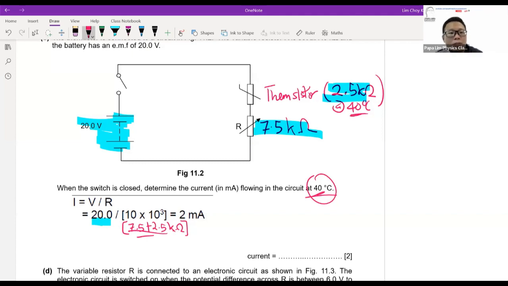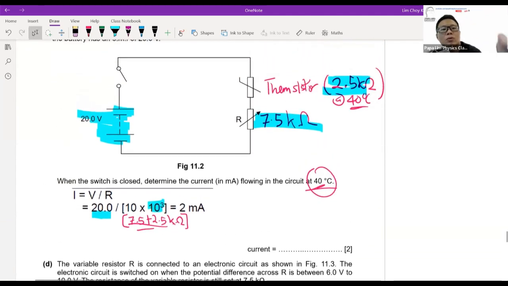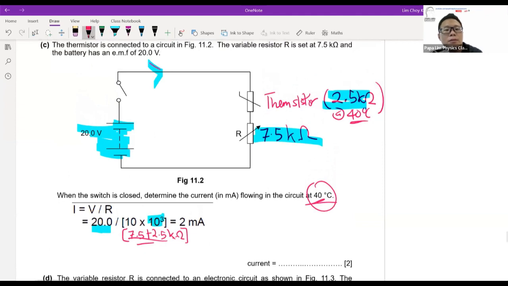Remember there's 1,000 here. Remember the representation. It has to appear in your math. Then after that, you press your calculator and you'll find that the answer will be 2 milliamp. So at this point in time, the current here is actually 2 milliamp.